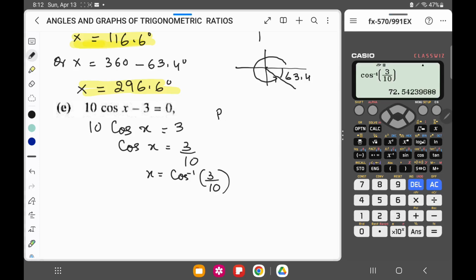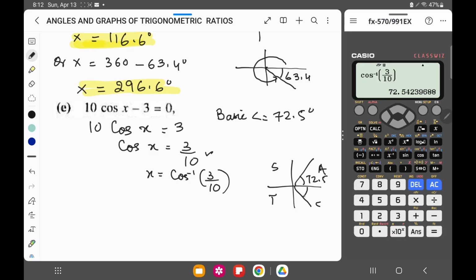So the basic angle is 72.5 degrees. Now we have to decide what to do. If cos is negative... It was positive. For positive cos, it's in the first quadrant and the fourth quadrant, CAST. So it means your basic angle is 72.5, and here it will be 360 minus 72.5.